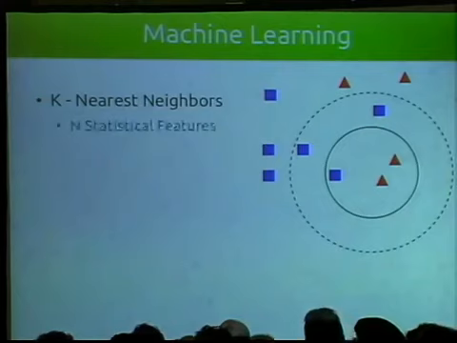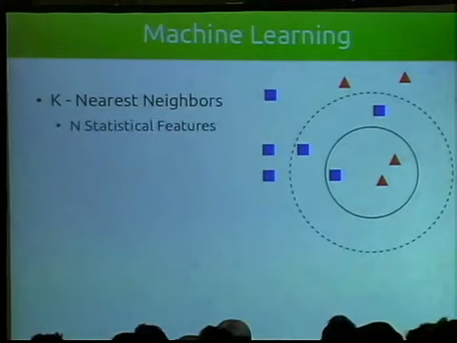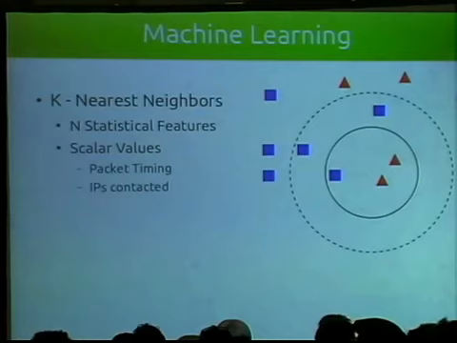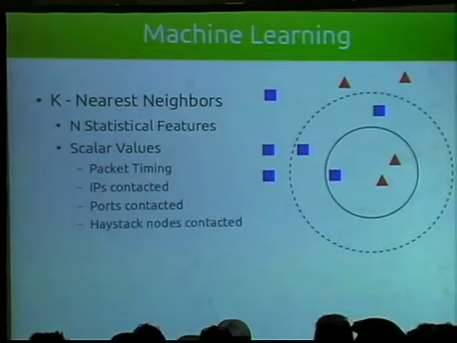The idea is that you have n statistical features that are scalar values. So we're not talking about deep packet inspection. In fact, I think our tool only captures the headers. I think we go 100 bytes into packets. So you're looking at scalar values like packet timing, number of IPs contacted per suspect, number of ports contacted, what percentage of this haystack the thing contacted, right? And you plot all of these scalar values per suspect in n-dimensional space.